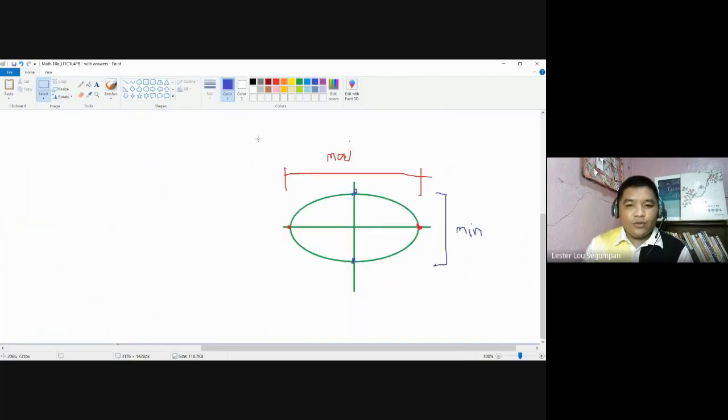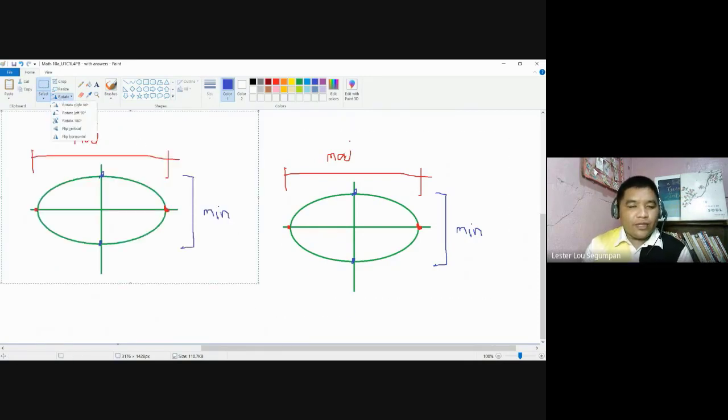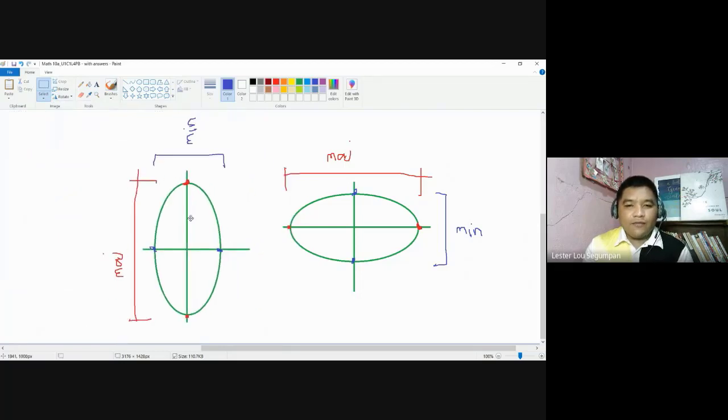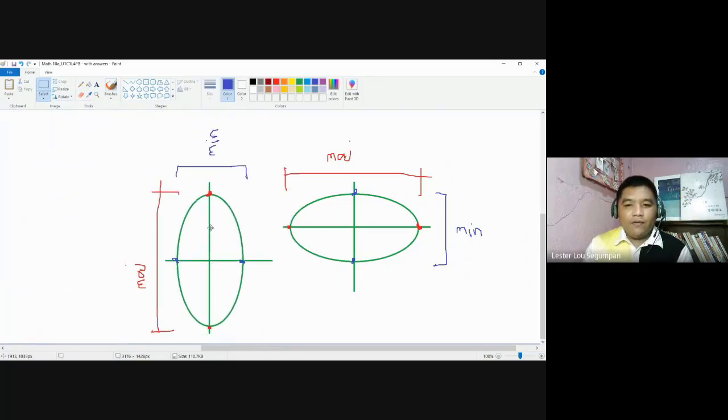If we're going to have a copy of this and we rotate it 90 degrees, our graph will become a vertical ellipse just like this. This would mean that the vertices are still part of the major axis, and the minor axis will still be with our co-vertices. The only difference here is the value for our coordinates.